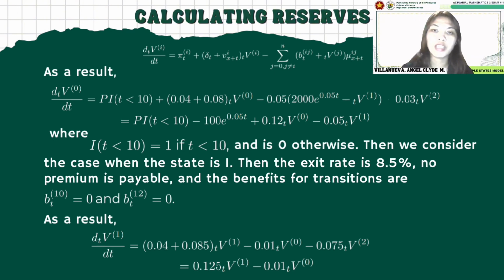Now let's consider the case when the policyholder is in state 1. The exit rate is now 8.5%. No premium is payable. The benefits for transition are the following. Applying Thiele's equation, we get this equation. Simplifying further, we get this equation. This equation models how the reserve evolves in state 1.